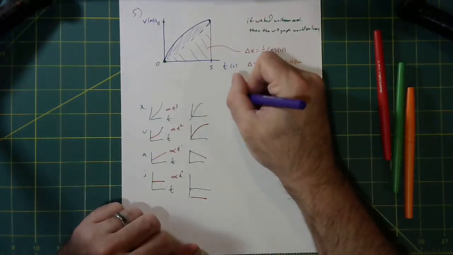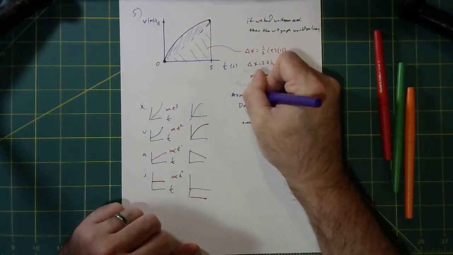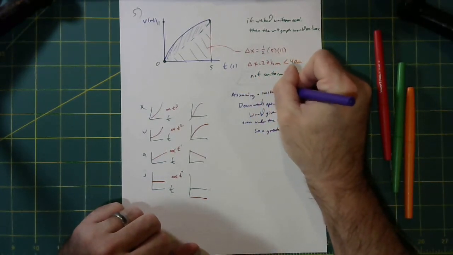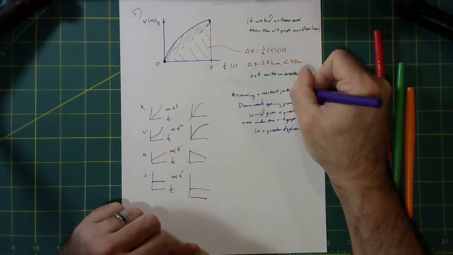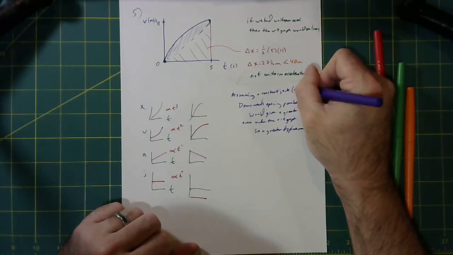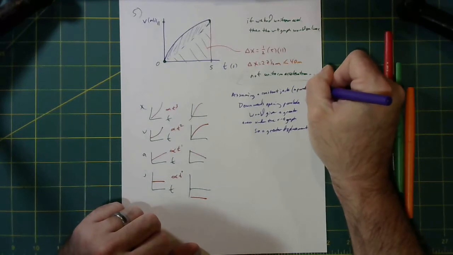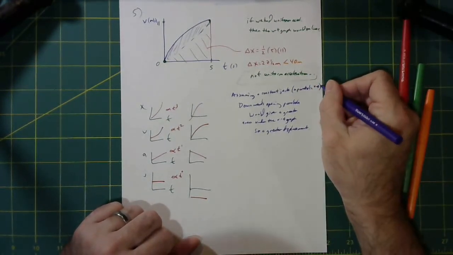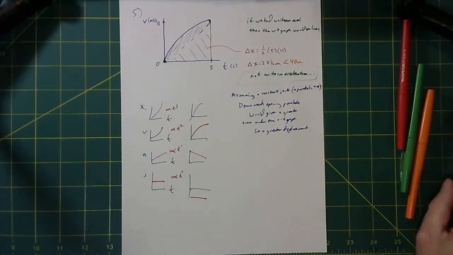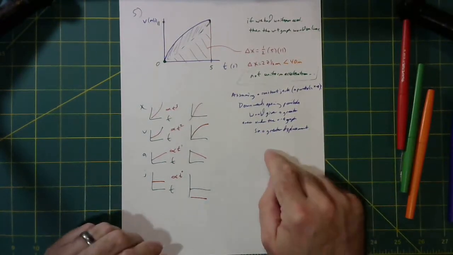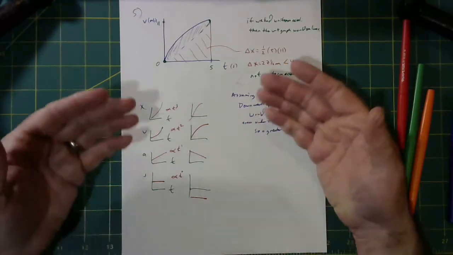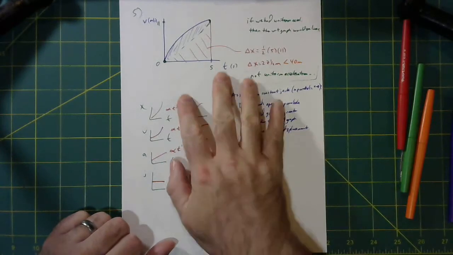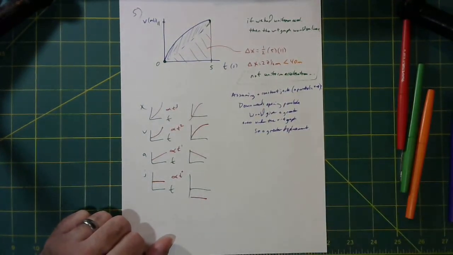So, assuming constant jerk, a parabolic VT graph. All right, there we have it. That's problem 5. There are other ways of thinking about it, but I think this is the cleanest way of getting to that solution. All right.